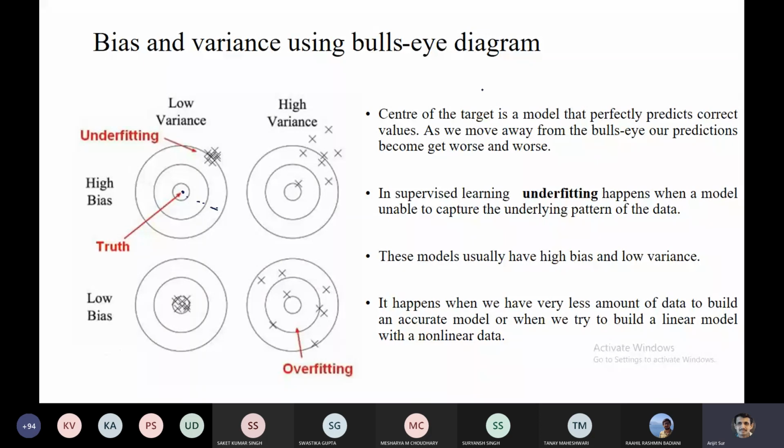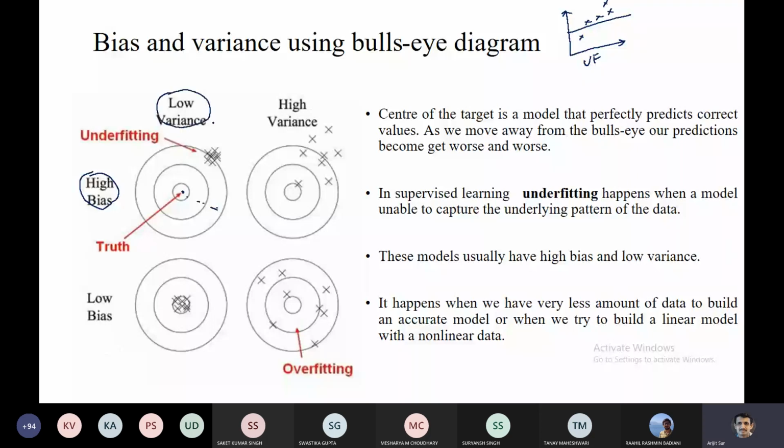Now you see, in a supervised learning situation, underfitting happens when the model is unable to capture the underlying pattern of the data. This is the data and this is your prediction. It is not that good. This is underfitting. Underfitting is usually high bias and low variance. So this is high bias, but low variance.